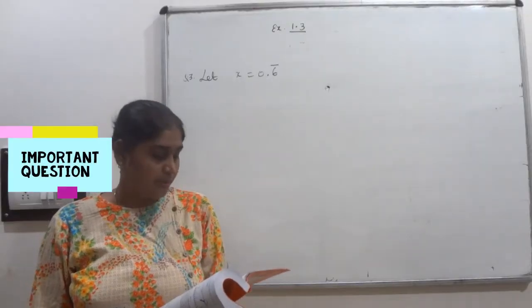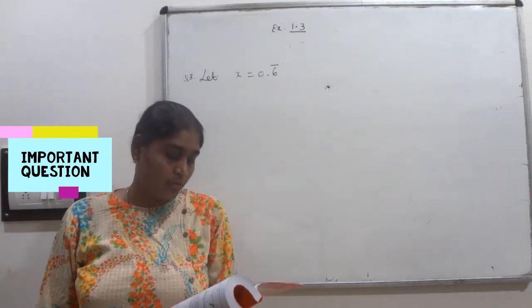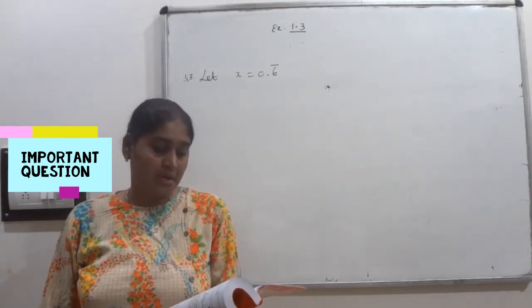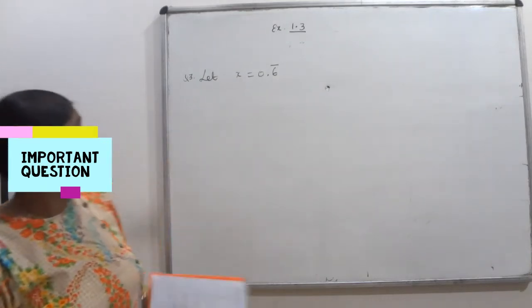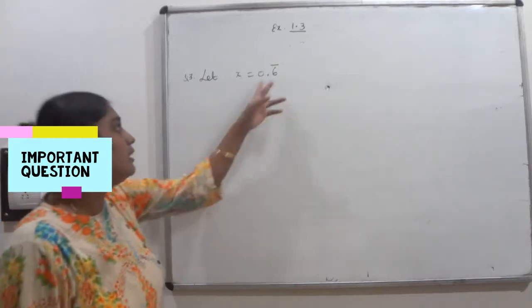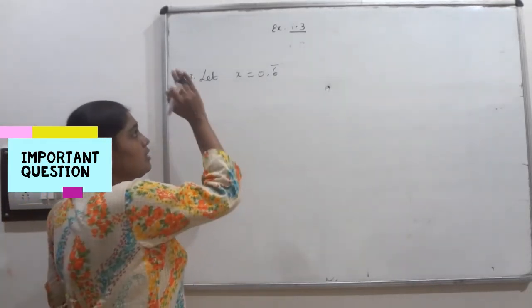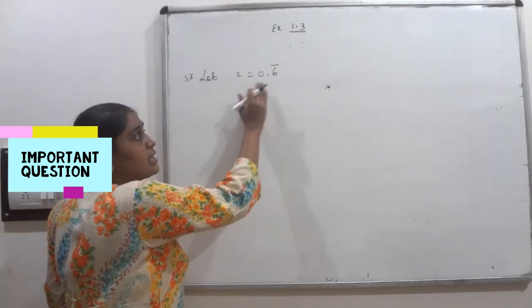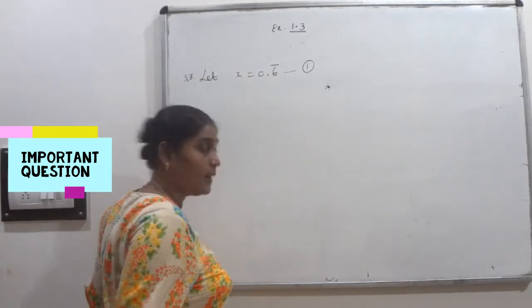Question number 3. Express the following in the form of P upon Q, where P and Q are integers and Q is not equal to 0. The first option, that is 0.6 bar, you have to write in the form of P upon Q. How am I going to write it? First, assume it. Let x equal 0.6 bar. I mark this as equation number 1.